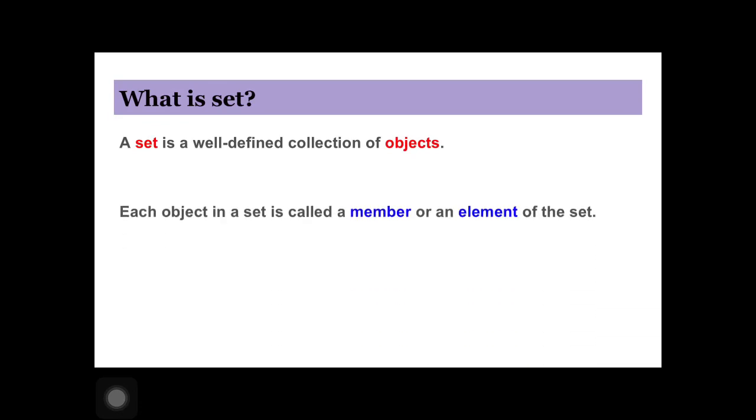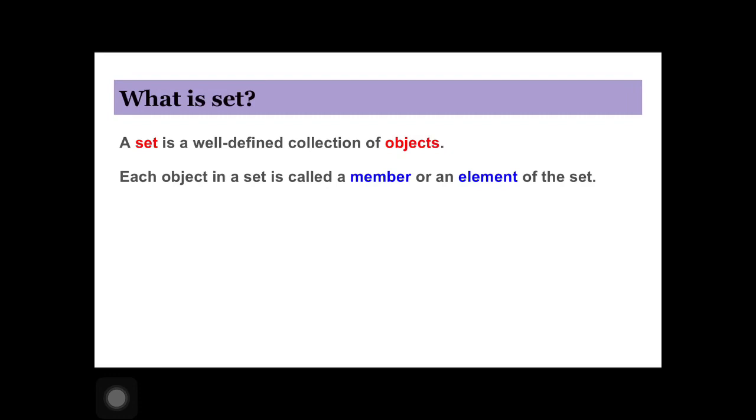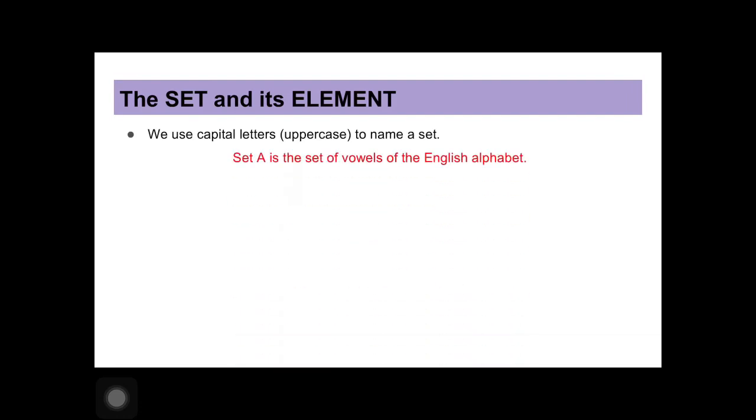So, what is a set? A set is a well-defined collection of objects. Each object in a set is called a member or an element of the set. The set and its element. We use capital letters or uppercase to name a set. For example, set A is the set of vowels of the English alphabet. So A here is a capital letter. So A is equal to {A, E, I, O, U}.